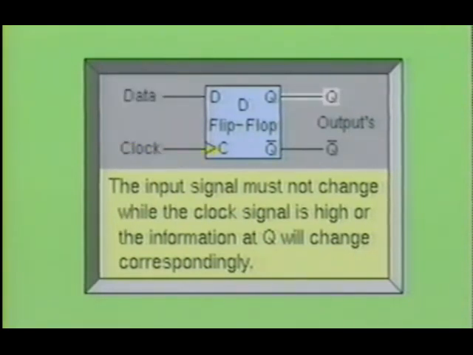In such applications as counters and shift registers, the change of state at the output must be delayed until the inputs are no longer sensitive to change.